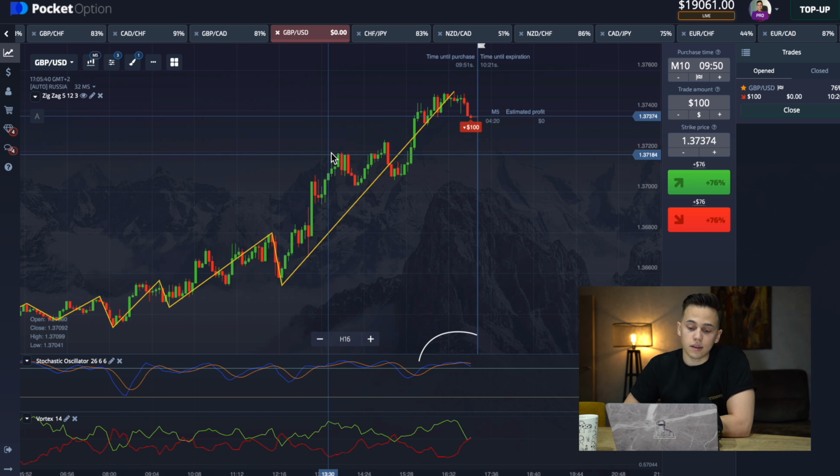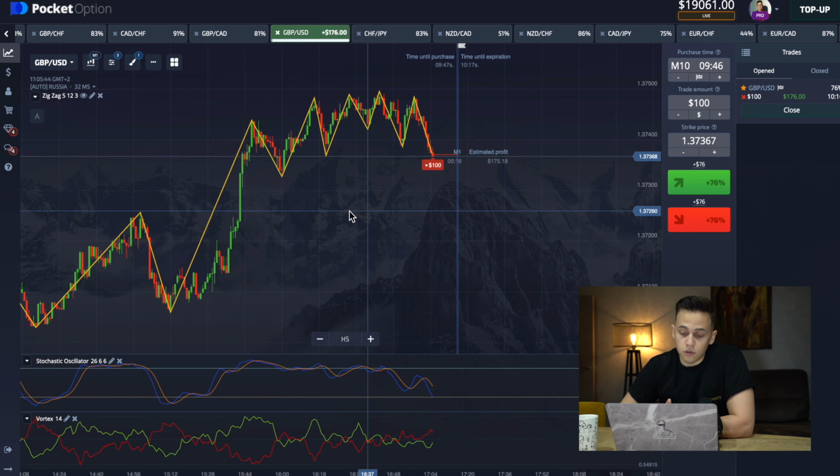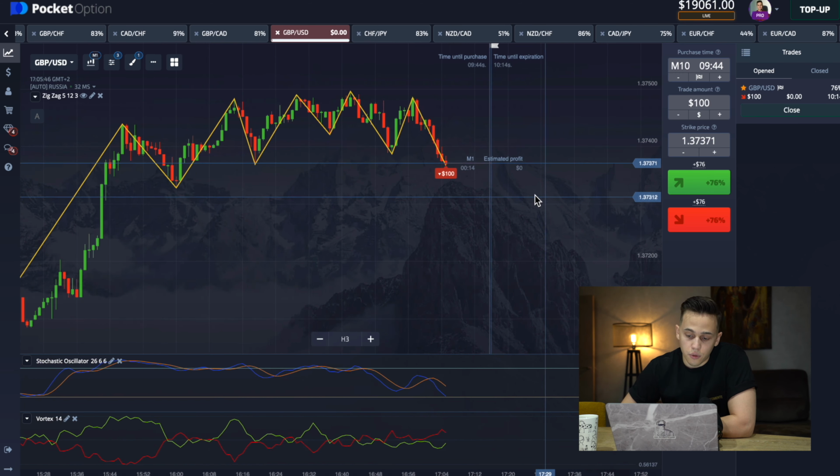The stochastic lines have crossed in the overbought zone and are moving downwards. The vortex lines have also crossed, the red line losing its dominance with the green one on top. And all of this indicates that the price should now go down.